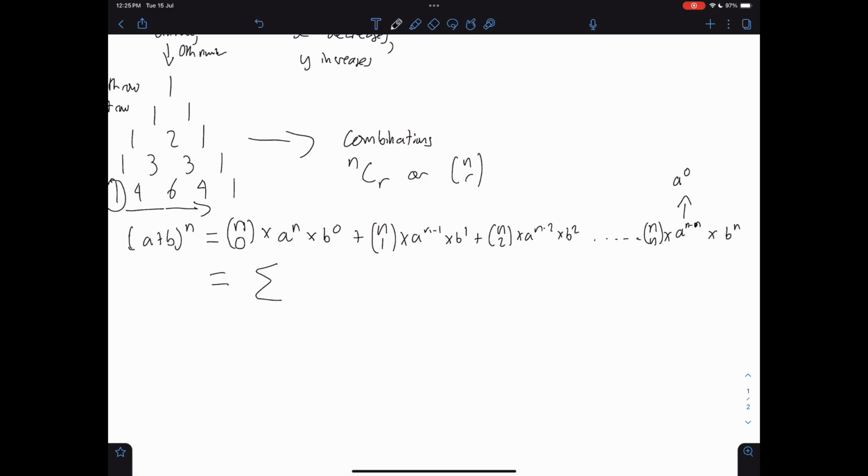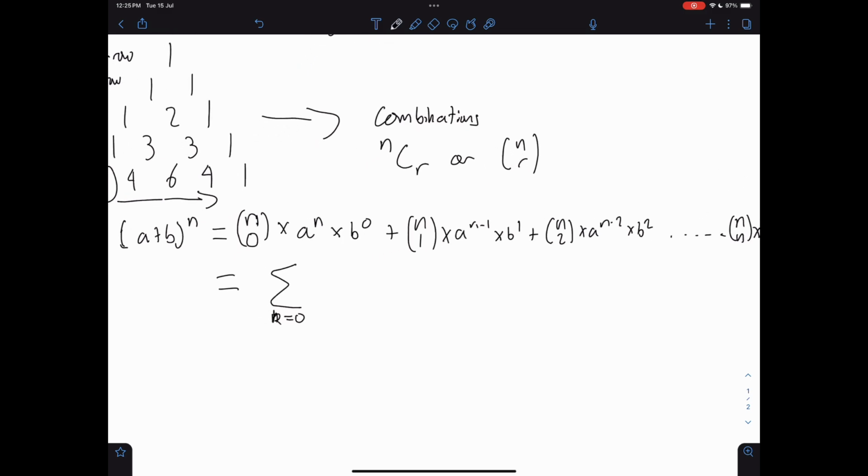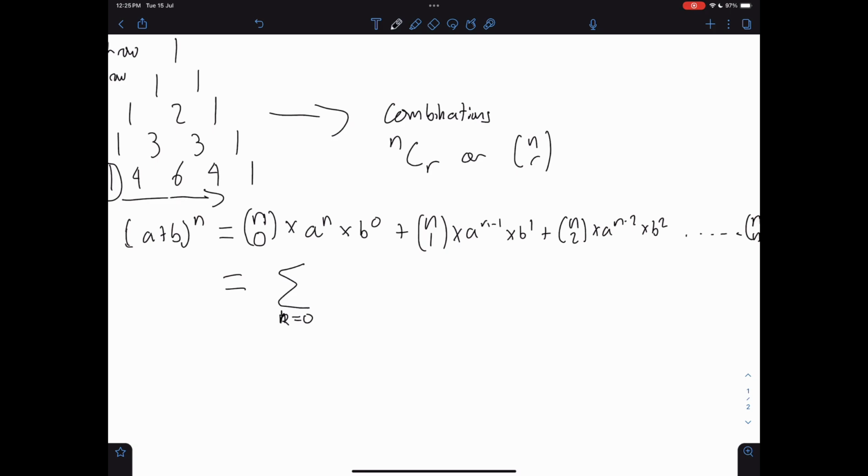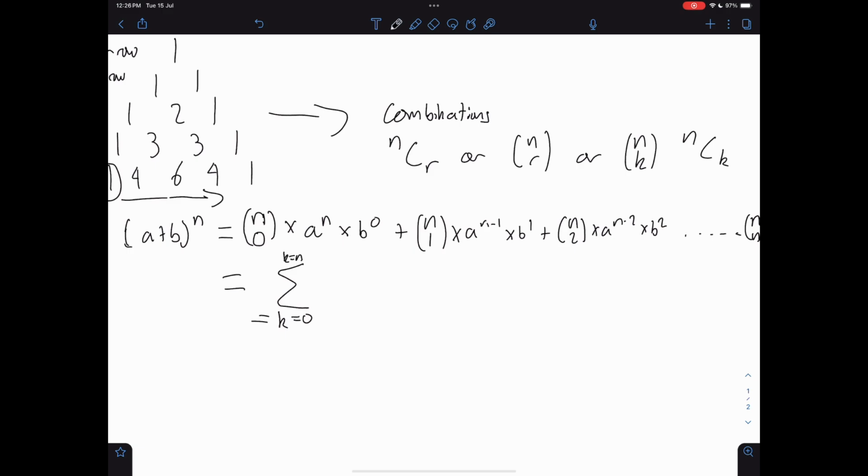And now we use sigma notation to get that formula. This is a capital sigma. And on the bottom, we generally use k, that's convention. On the bottom, we do k equals 0. I'm writing up here, you can also write your combinations as n k or n choose k. So k equals 0, and then k equals n.